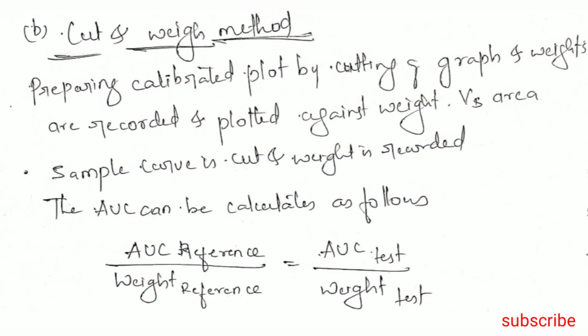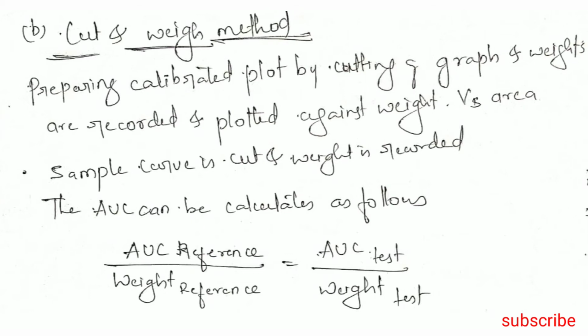Second method is the cut and weigh method. Preparing a calibrated plot by cutting out graphs, weights are recorded and plotted against weight versus area. The sample curve is cut and weight is recorded. The AUC can be calculated as follows: AUC reference divided by weight reference is equal to AUC test divided by weight test.